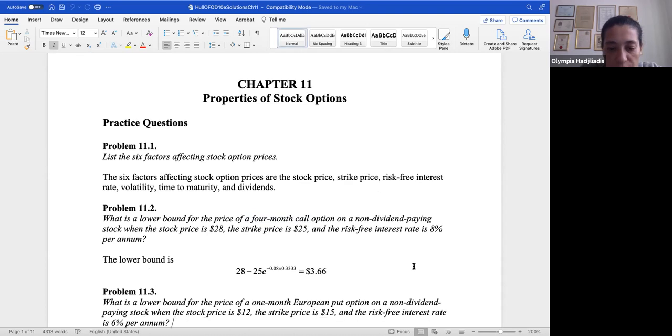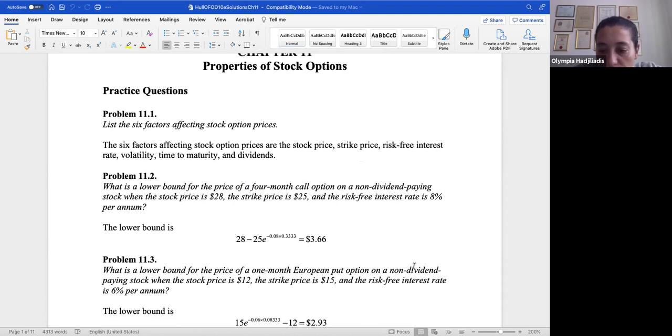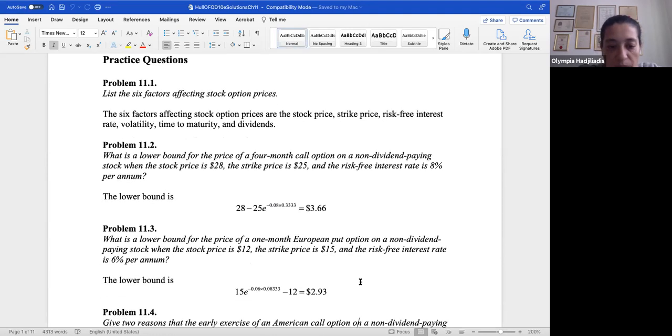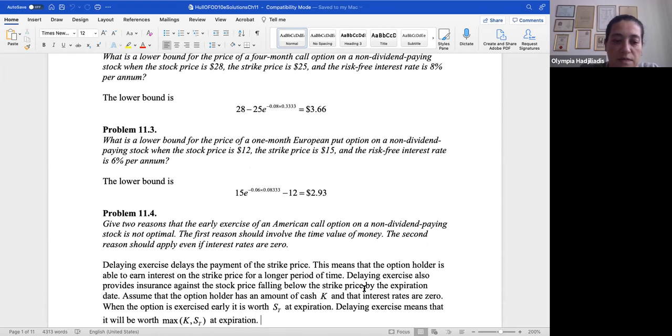What is a lower bound for the price of a 1-month European put option on a non-dividend paying stock when the stock price is $12, the strike price is $15, and the risk-free interest rate is 6% per annum? The lower bound in this case is the strike price times discounted, K e^(-0.06 × 1/12), minus the stock price, S0, which is $2.93.